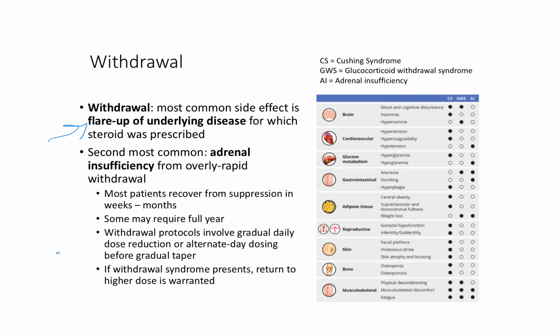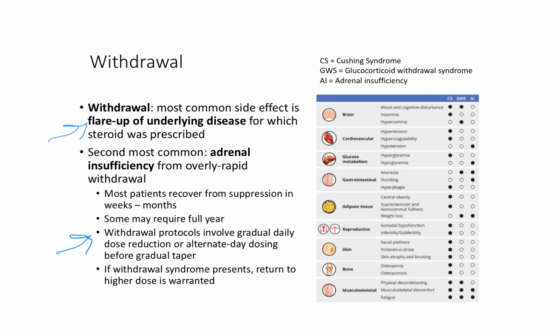So there's lots of withdrawal protocols that are available, and they should involve gradual daily dose reduction or moving to an alternate day dosing schedule before eventually moving to a gradual taper in dose to try to mitigate some of these withdrawal effects. However, if you see that the withdrawal syndrome is present, so you'll see like a fever and joint pain and muscle pain, that's usually the first sign. So once you see that pop up, returning to the high dose is warranted in that case.